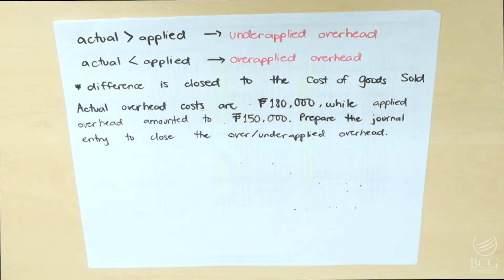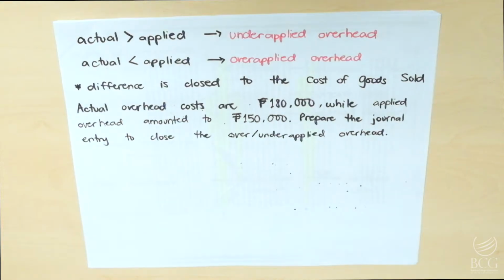Since the applied overhead uses a rate based on estimates, then it is likely that this will not be equal to the actual overhead. If the actual is greater than the applied, then you have under-applied overhead. If the actual is less than the applied, then you have over-applied overhead. The simplest method of treating this is closing it to the cost of goods sold account. This is usually done if the difference is immaterial.